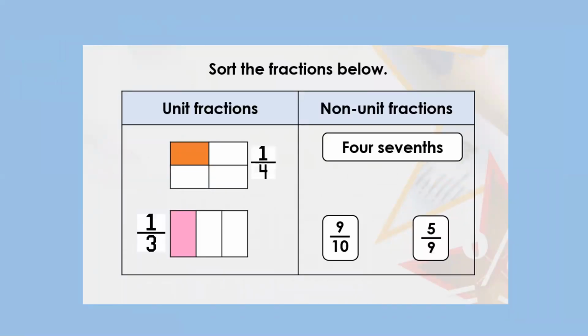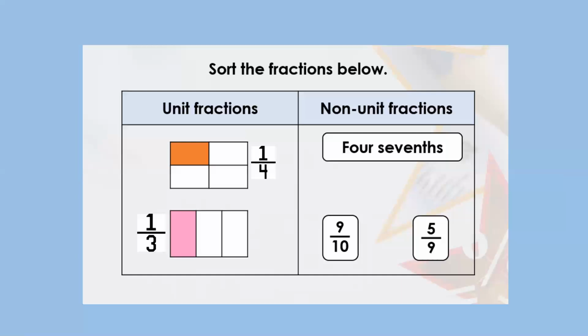So in our unit fractions, we've got 1/4, because my numerator is 1, so that's a unit fraction. And then in the second picture, that's 1/3. And again, that's a unit fraction because the numerator is 1. And then my non-unit fractions are 4/7.